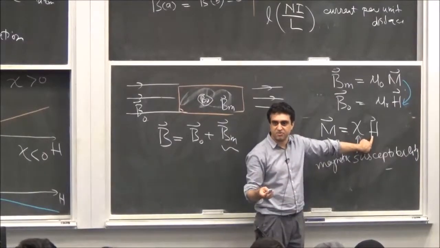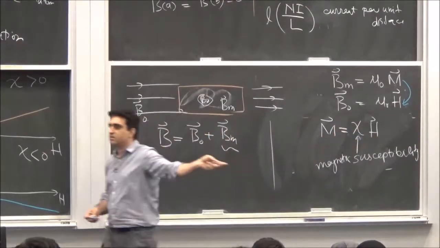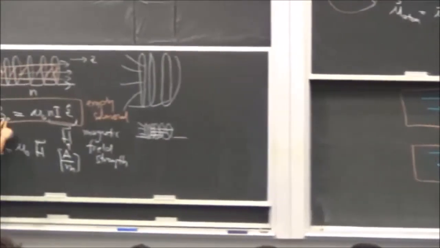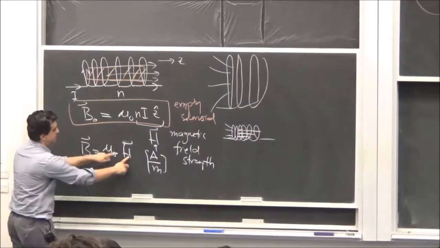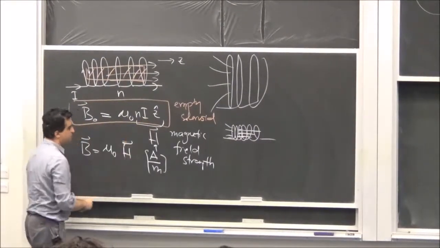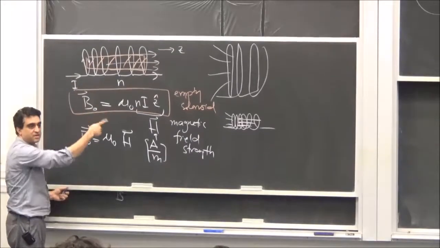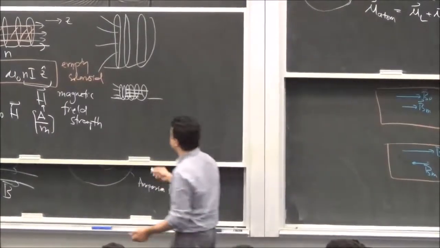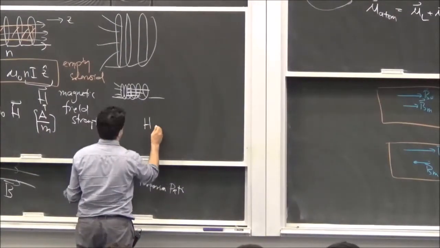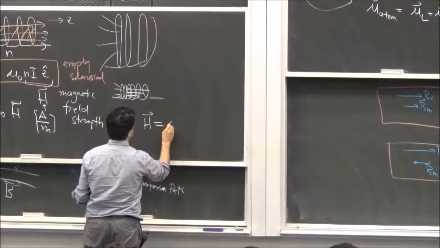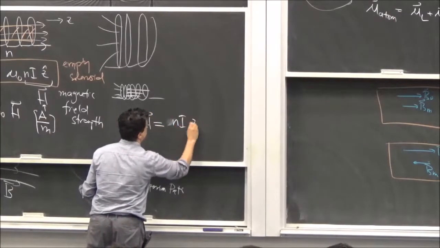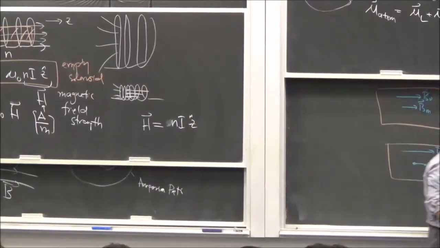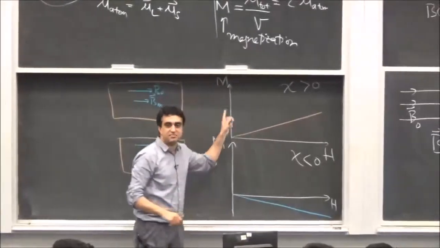How do you control H? H is basically mu naught into this thing, and H is given by N into I. So just by changing the current through it, you can control this magnetic field. N will not normally change, but H is equal to N times I. I see, so if you change the current, you are changing H. So this H is something which you can change, but this M is something which the material does.